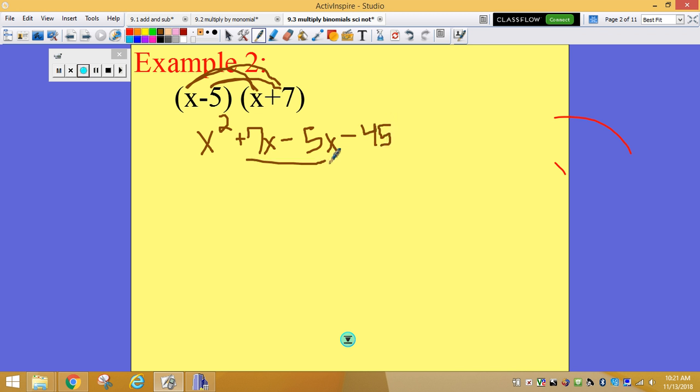And then you'll combine your 2 in the middle. So I have x squared. 7 minus 5 is a positive 2x. And I'm going to bring down that minus 45. That's my answer. Let's do some more.